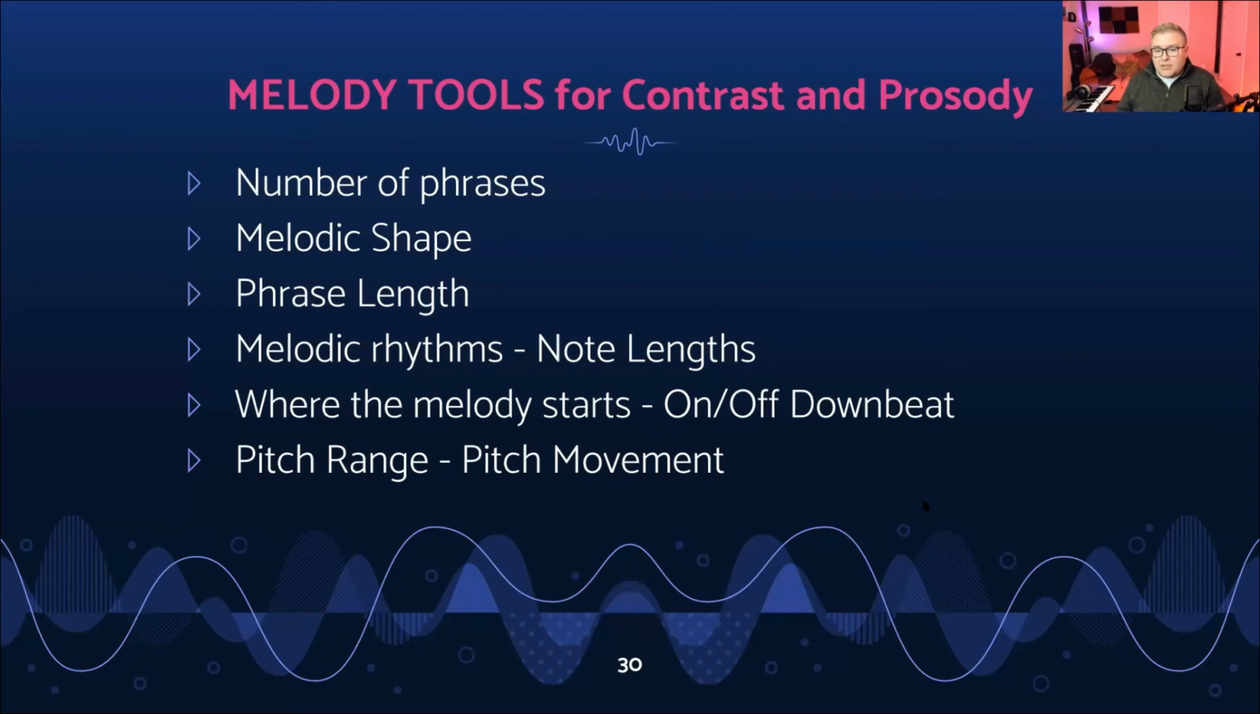What we mean by melodic shape is, what are the notes doing? Are they ascending, going up? Or are they descending and going down? Are they arcing up and then coming back down? Are they arcing down and then coming back up? Or are they staying flat? Or are they doing a zigzag?